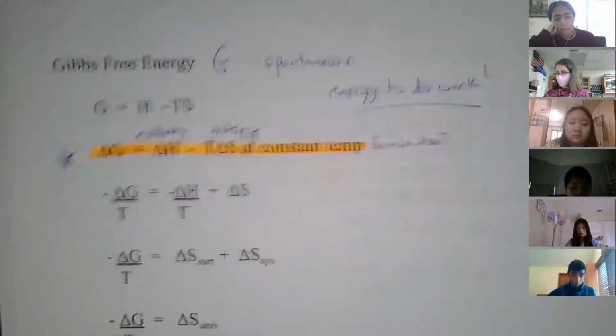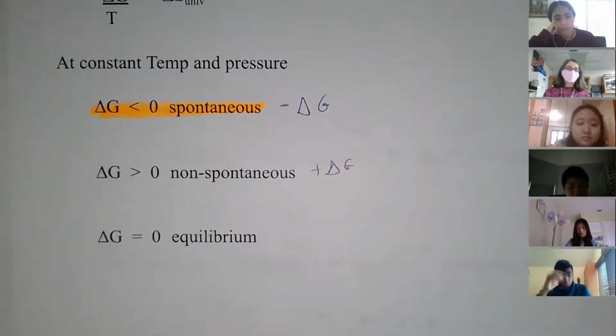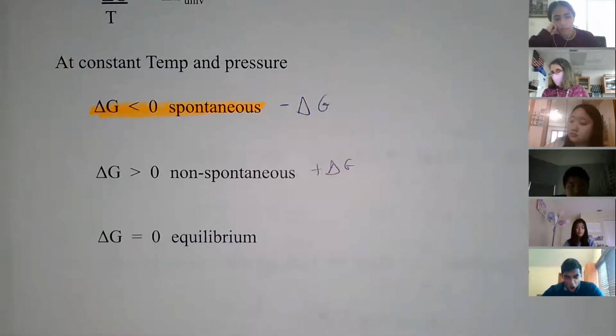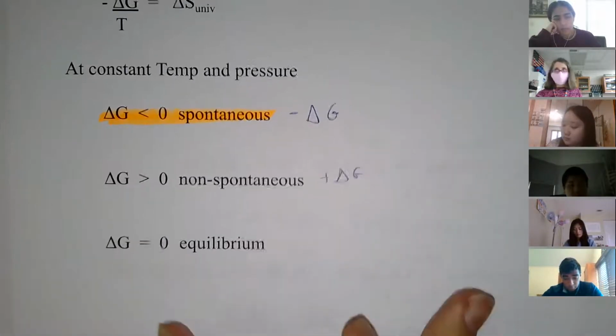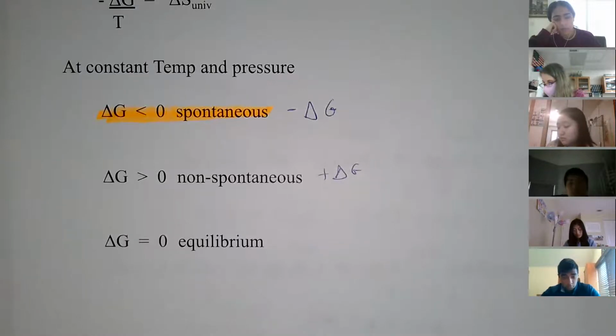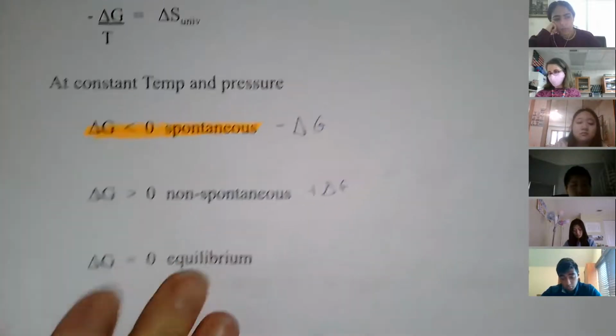So spontaneity has to do with delta G. If your delta G is negative, that is a good thing. You want delta G to be negative, because that means it is spontaneous. If delta G is greater than 0, meaning it is a positive value, that means it's non-spontaneous. And you could reverse the reaction and then have a spontaneous reaction, depending upon the situation. If delta G is exactly 0, that means it's at equilibrium, so you don't necessarily have a change at that moment of time.